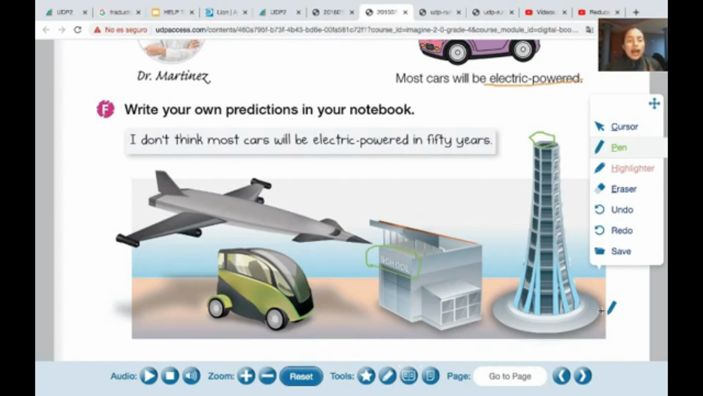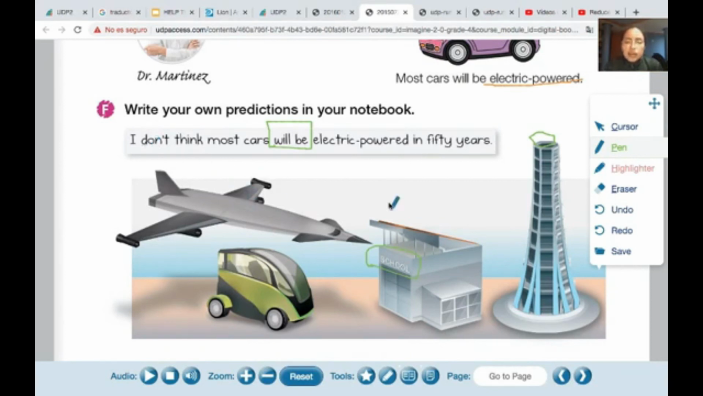Ok. I don't think most cars will be with electric power in 50 years. Very good, my dear student. In this case, I don't think most cars will be electric power in 50 years. Maybe in 100 years is possible. Okay?